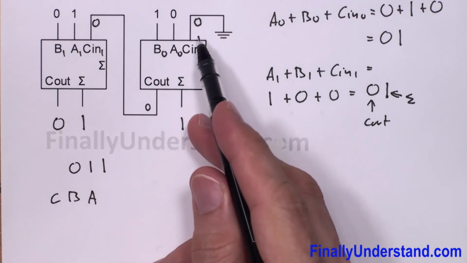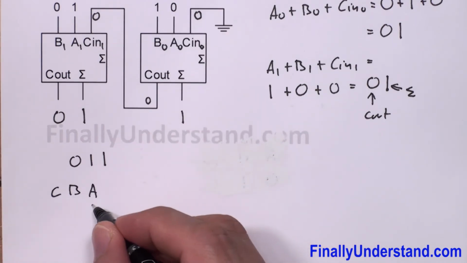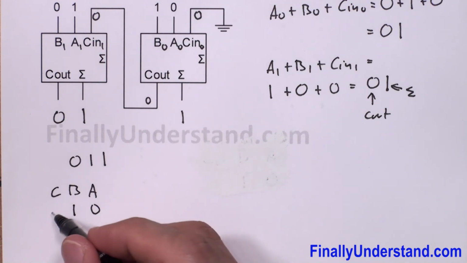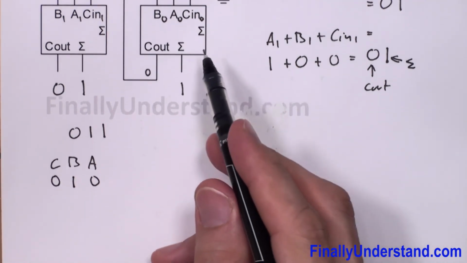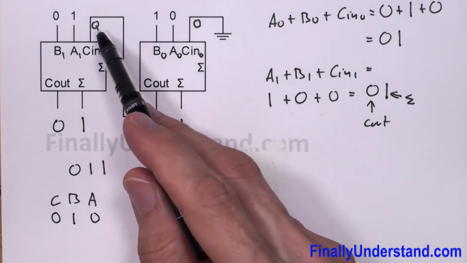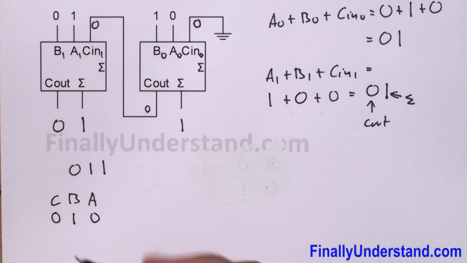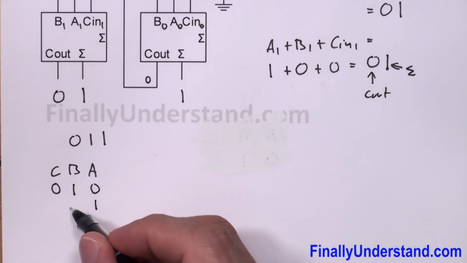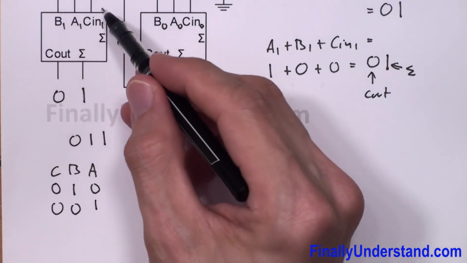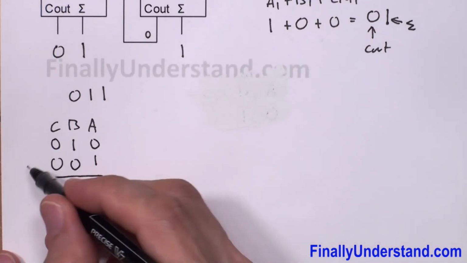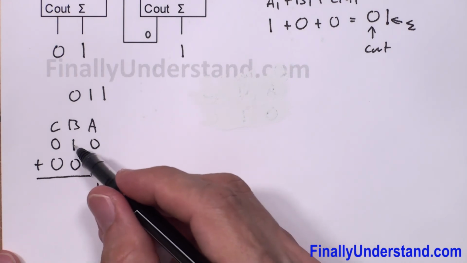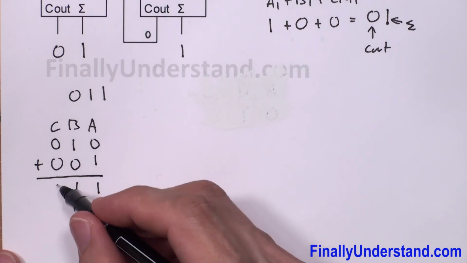So my first number was A is 0, B is 1, and C is 0. So this is my first number which I want to add, and the second one was 1, 0, 0. A is 1, B is 0, and C is also 0. Add them up. So I have 0 plus 1 is 1. 1 plus 0 is 1. 0 plus 0 gives me 0.